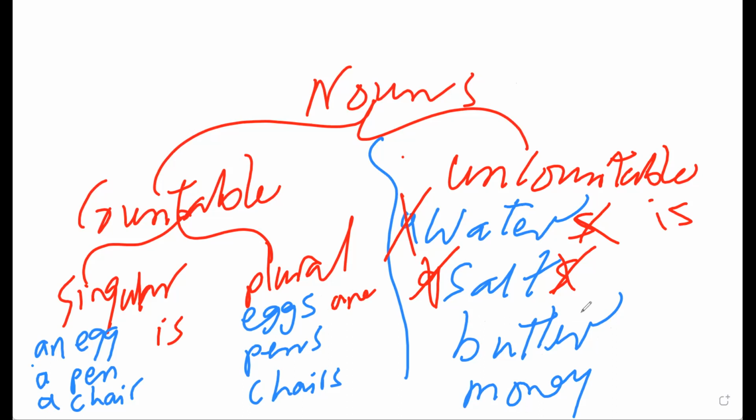Yes, again? I will repeat the last point. Countable, Nawaf, may be singular or plural nouns. If it is singular, you can say is. If it is plural, say are. Does that make sense? Yes. Okay. But if it is uncountable, just write is. Water is, salt is, butter is, and so on. Money is. Okay?